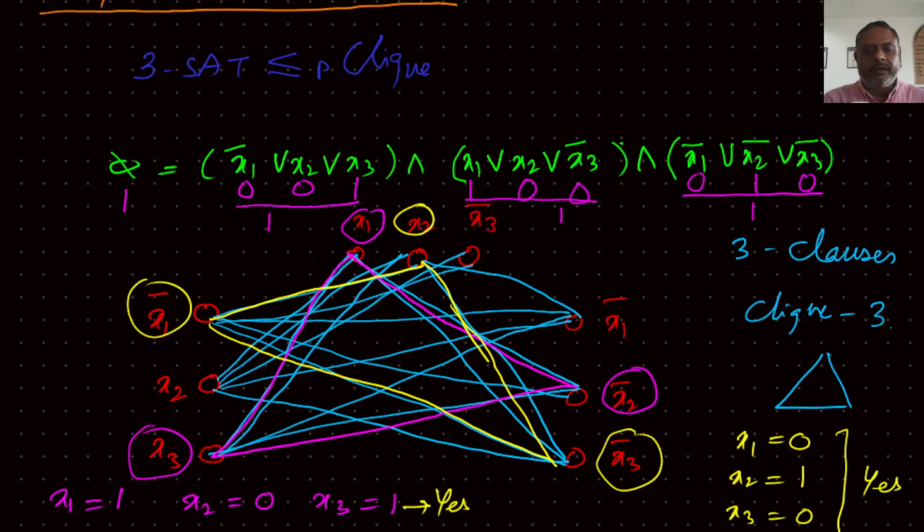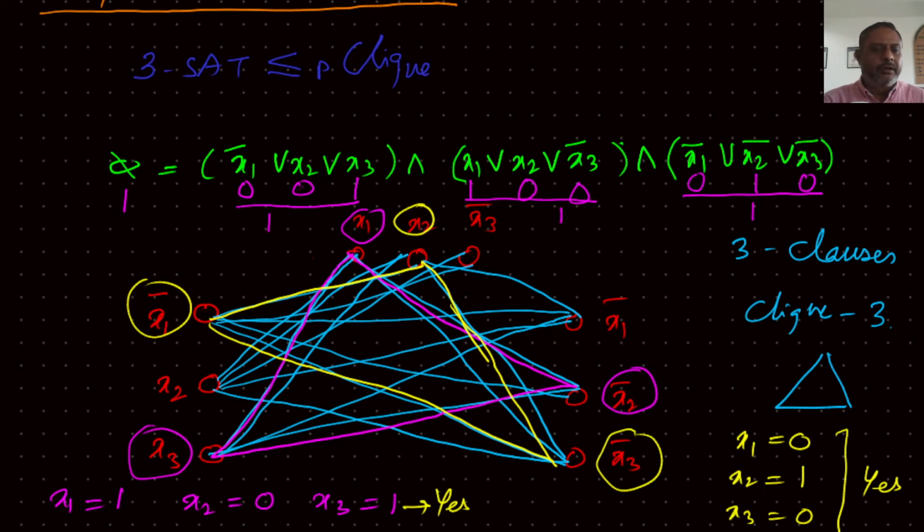So here we found this triangle. This is a clique. The clique x1, x3, x2 bar: can it be a clique? Yes, it is a clique. So the answer is yes, there is a clique, and this also says that the formula is satisfiable.